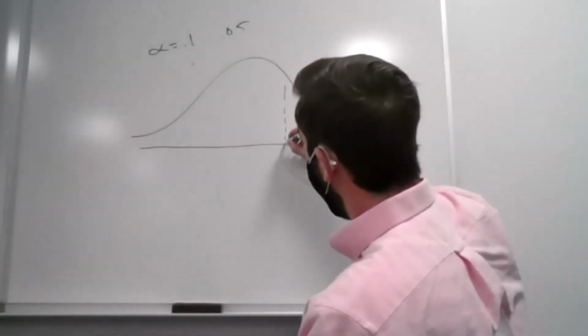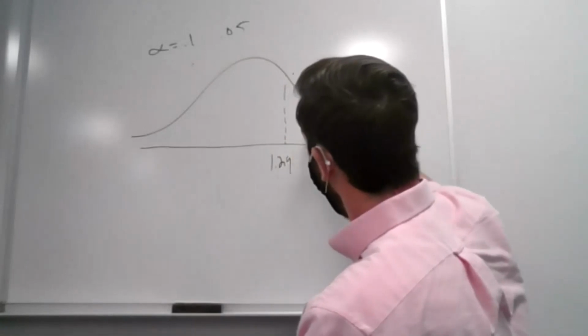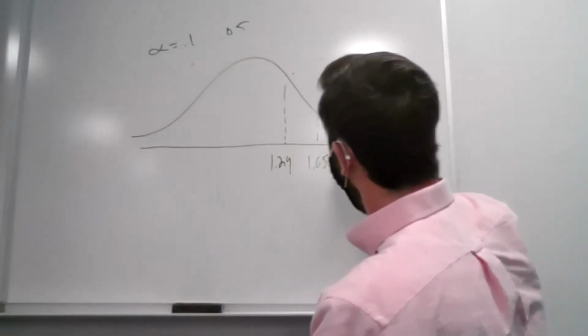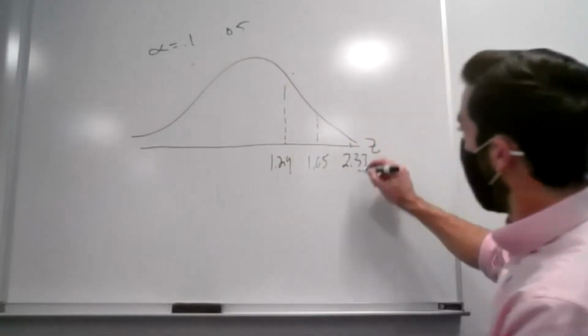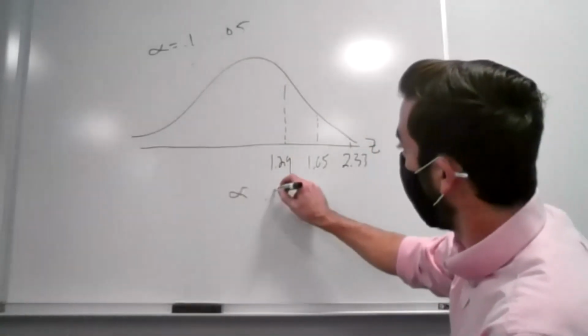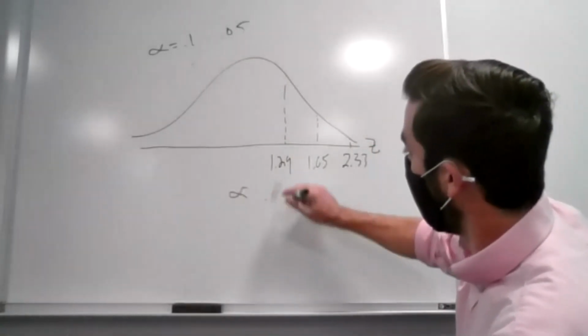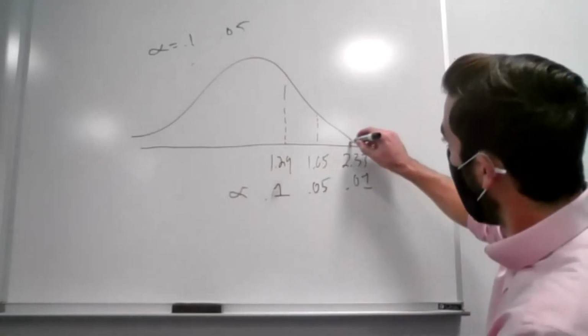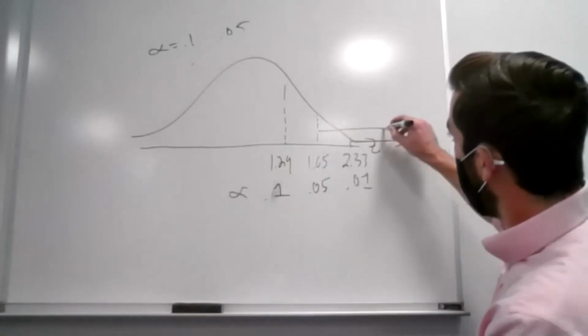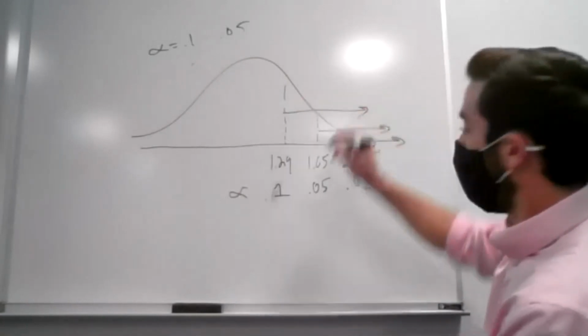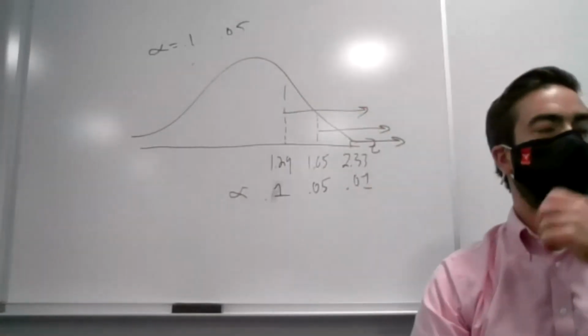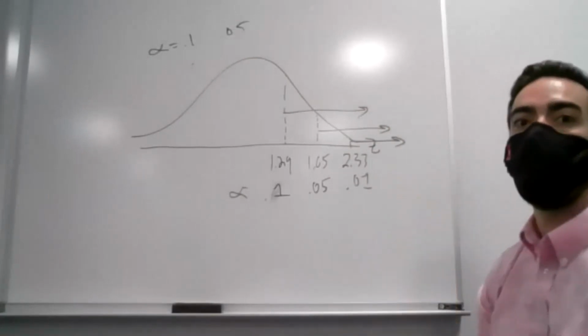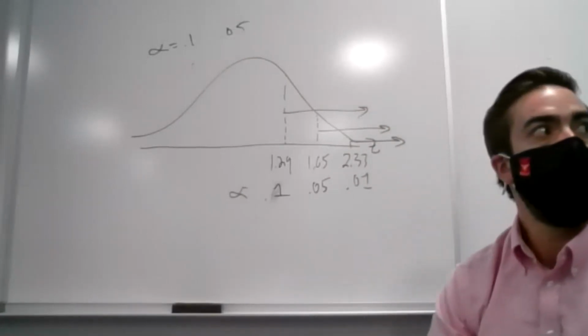They were 1.29, 1.65, and 2.33. Remember, these corresponded to alphas of 0.1, 0.05, and 0.01. We think about our rejection regions, right? It's going to be anything to the right of those, right? So we can test against 3 different alpha values or 3 different significance levels kind of all at the same time.